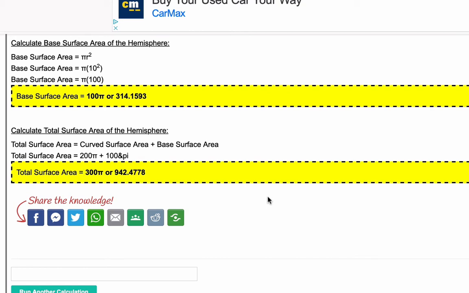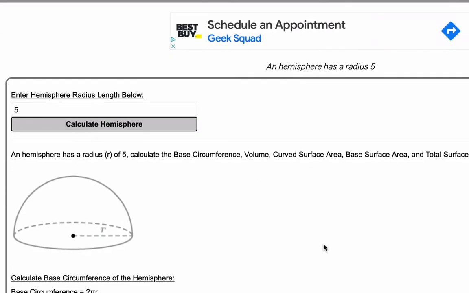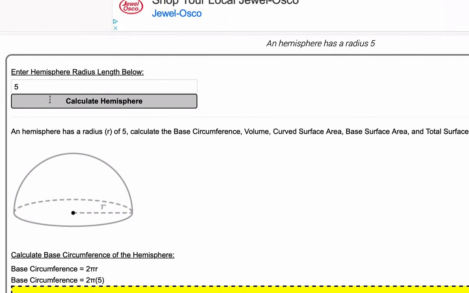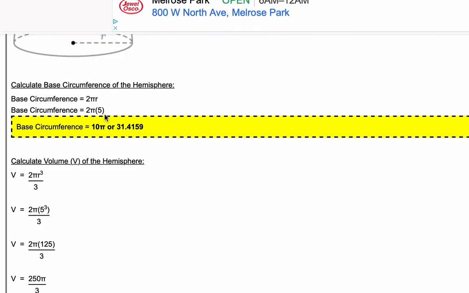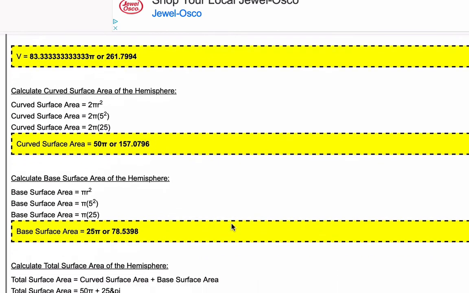I said I'd put a link to the calculator in the description, but if you're ever on our site anywhere, you can do a shortcut. If you know the radius of your hemisphere, you could type something like this: hemisphere radius equal to 5. You hit that, and it automatically detects what you're asking for. It plugged in 5 for our radius this time, and it runs through all these measurements using the new radius of 5. And you get all 5 of the measurements.